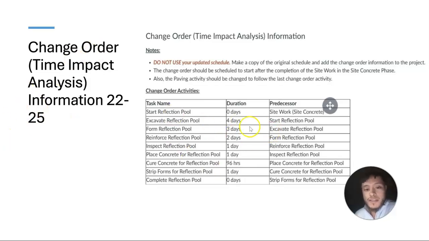Now, if we look here on the right side, there are change order activities. Here's a task name. We have a total of about eight tasks, if I'm counting them correctly. We have the duration in days, and we have the processors that we will be tying into the task, and so on. For example, form reflection pool, its processor being excavating reflection pool, which was the change order that we had to add previously.